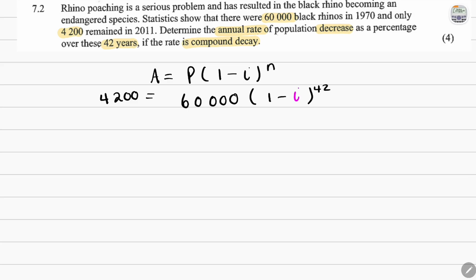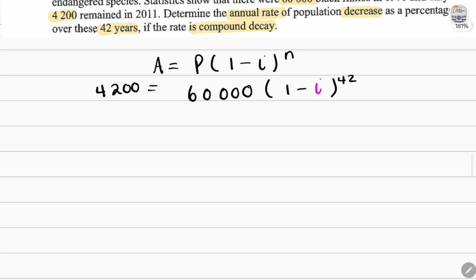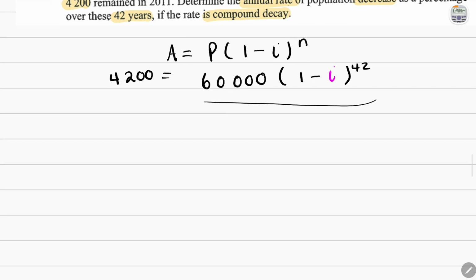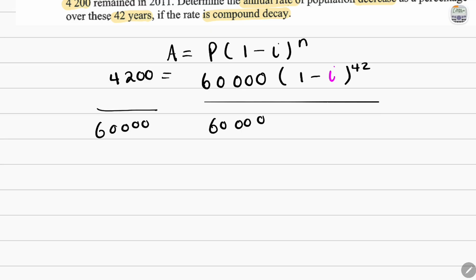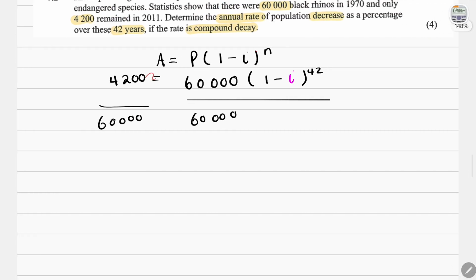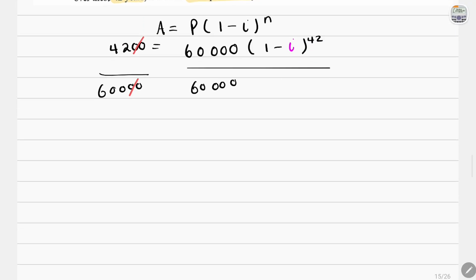Okay, so how do we find I? We just need to get closer to it. You need to get rid of the 60,000 first. So we can divide both sides of this equation by 60,000 and 60,000. And might as well just start dividing now. So cancel out 2 zeros, cancel out 2 zeros. So just say 42 divided by 600.